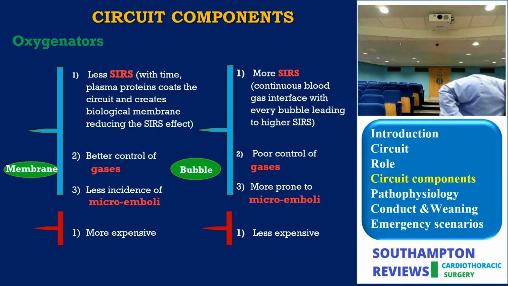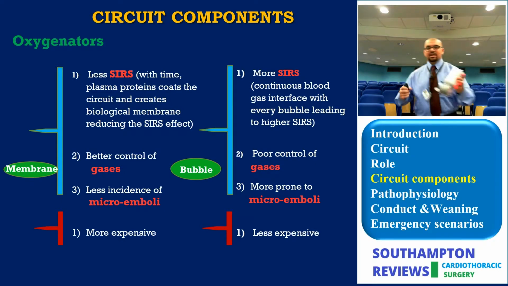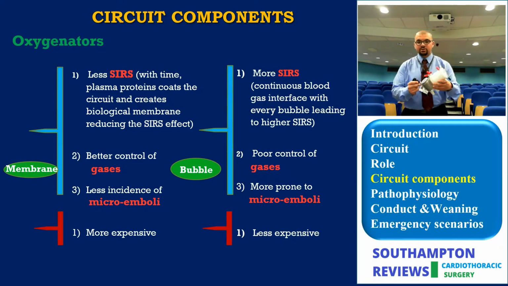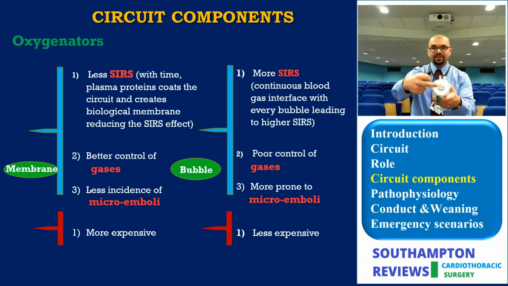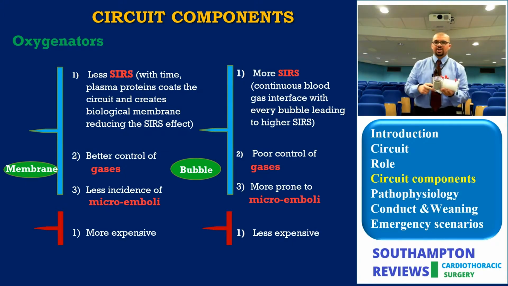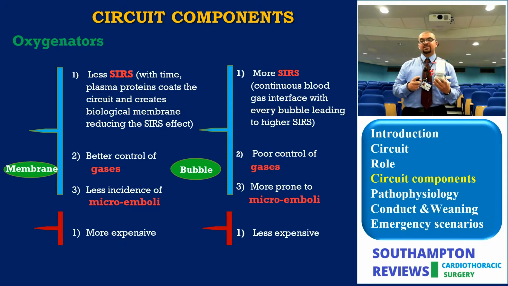I've got one in here. As you can see, this is the membrane oxygenator. It's called a membrane because, as you can see here, there is a membrane inside. This is the exchange membrane, which the gas exchange occurs at. The membrane oxygenator has the benefit of, one, having less SIRS effect.